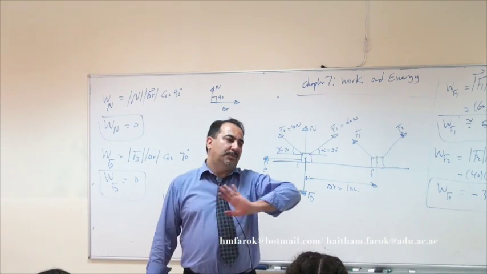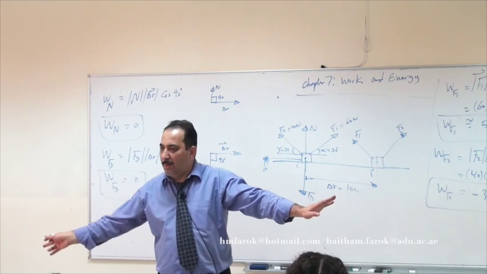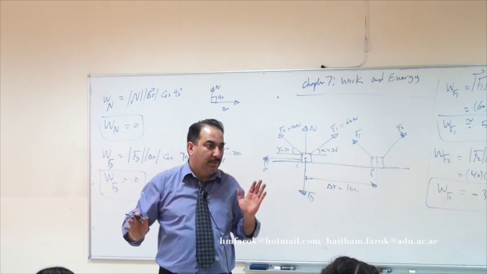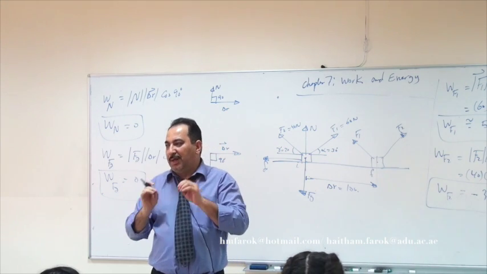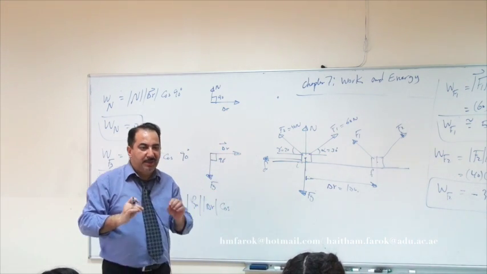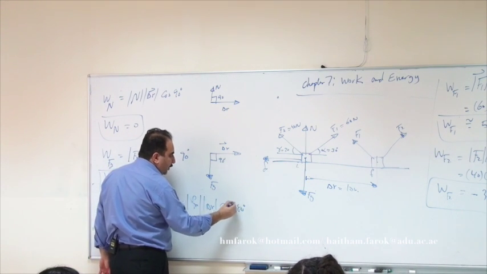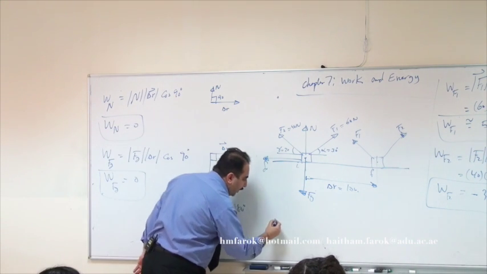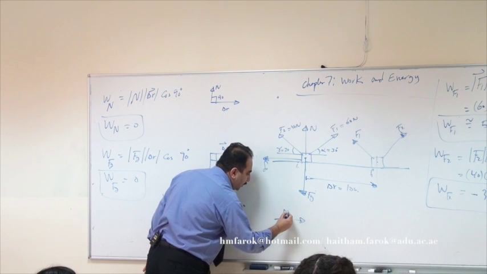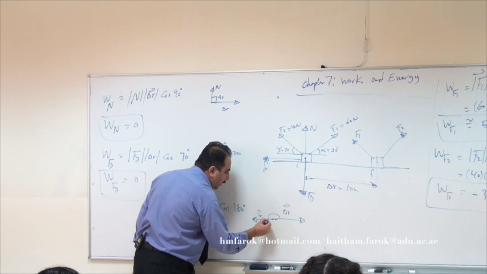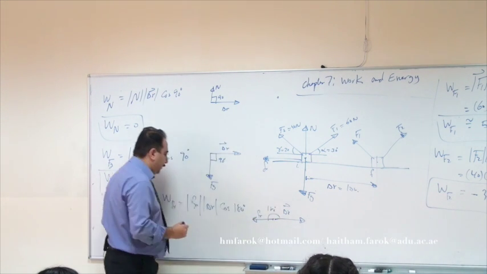Because the object moves this way, friction is opposite. Moves this way, friction opposite. So it's a rule: the angle in friction work is always 180. So here we have 100, and I'll draw it for you here. You have delta R going this way, but the friction is opposite, so it's 180 degrees.